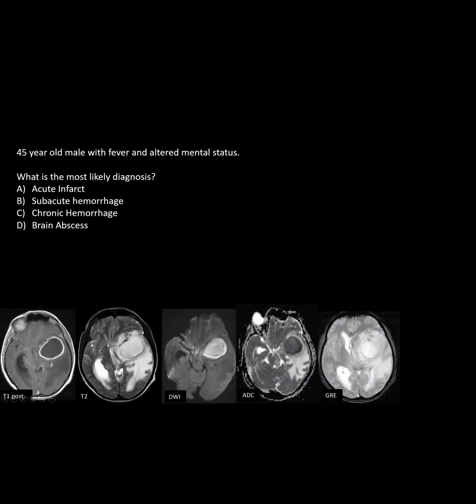So we talked about dural and leptomeningeal enhancement. We talked about extraaxial fluid collections that are empyemas. Now we're going to talk about something parenchymal.